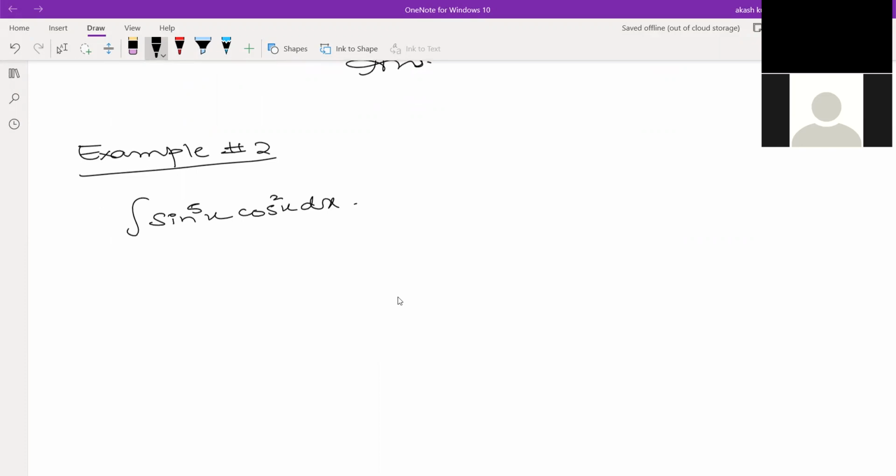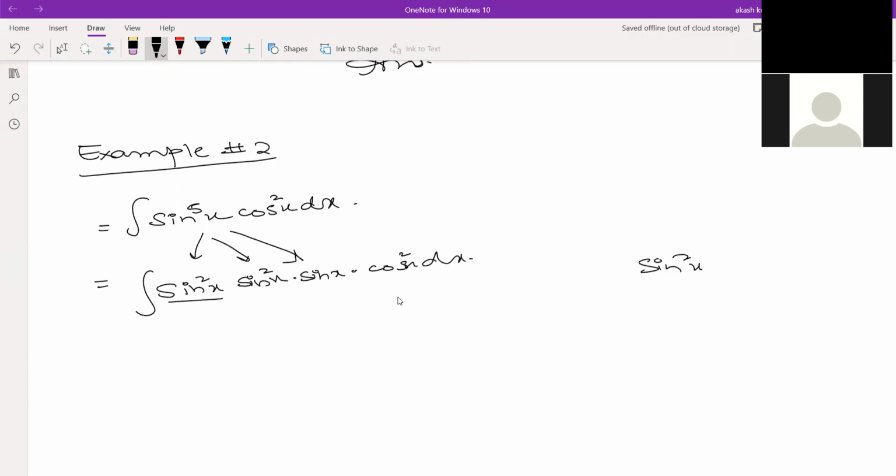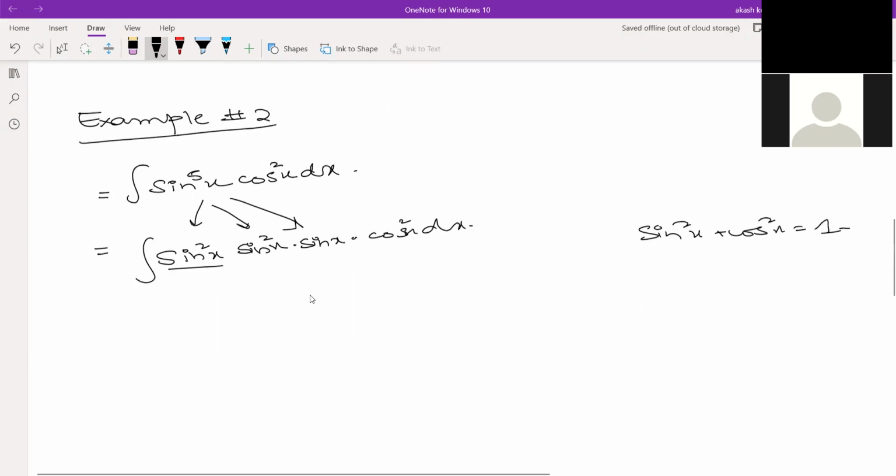Now I have sine 5x cos square x. Let's break this down into sine square x, sine square x and sine x, with cos square x as it is. I just broke down sine 5x into this, because I know there is an identity to simplify this: sine square x plus cos square x equals 1.